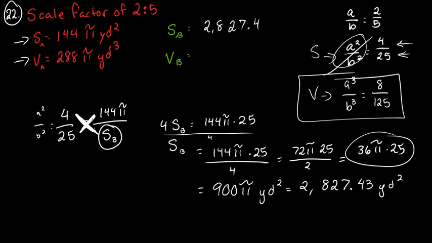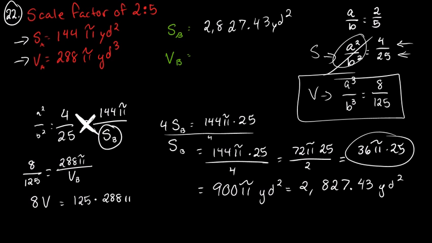Alright, now let me finish writing this up. Yards squared. So for the volume, I have A over B. So this is 8 over 125. And I have the volume of A, so that should go on top, 288 pi over what I don't know. So you can replace that with your variable x, or you could replace it with V of B, so the volume of the solid B that we are looking for. And you could, of course, cross multiply and divide. So you're going to get 8V equals 125 times 288 pi. You could then divide by 8. So V equals 125 times 288 pi divided by 8.